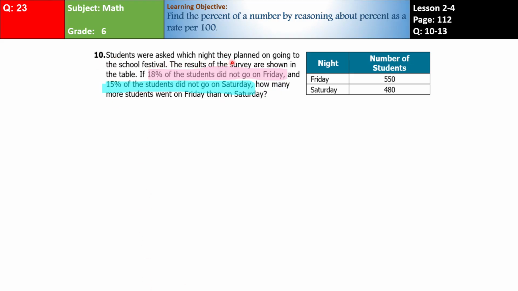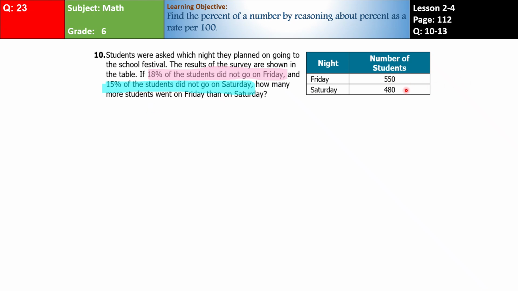Students were asked which night they plan on going to the school festival. The results of the survey are shown in the table. If 18% of the students did not go on Friday and 15% did not go on Saturday, how many more went on Friday? You have to focus on the wording. What is given? 18% did not go. 15% did not go. But what we have to find is how many students went on Friday and Saturday. How many more means you will find the difference.